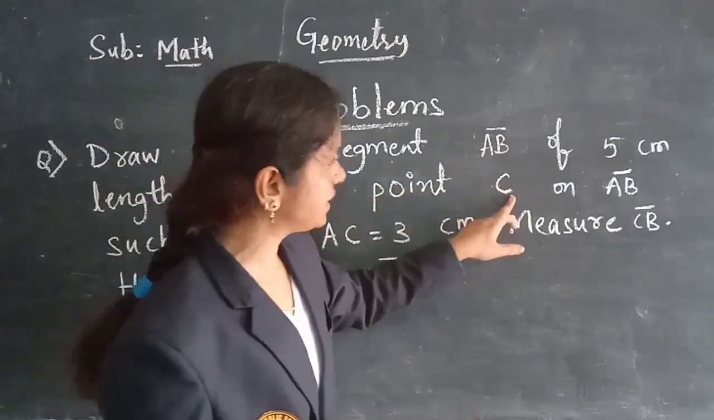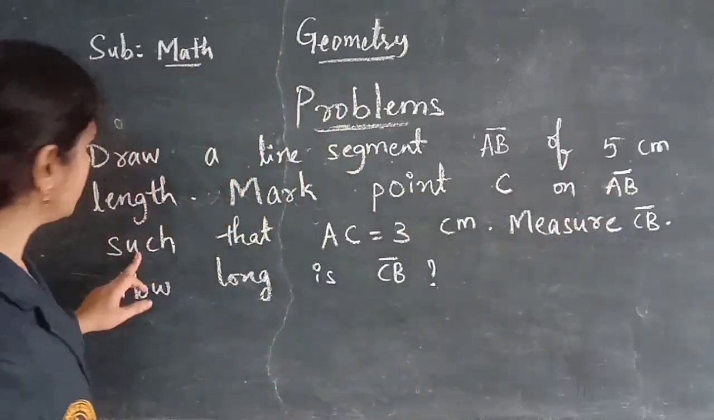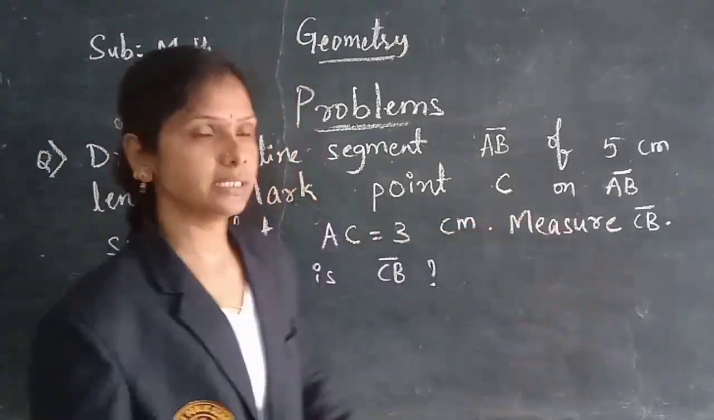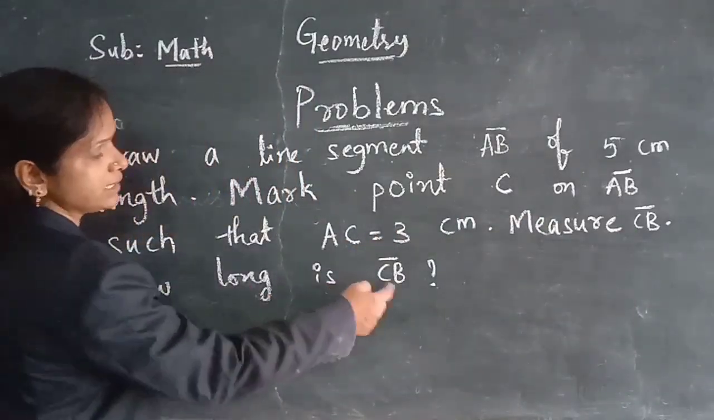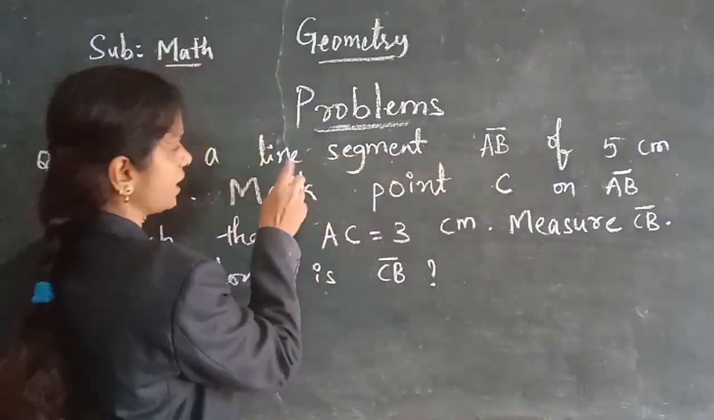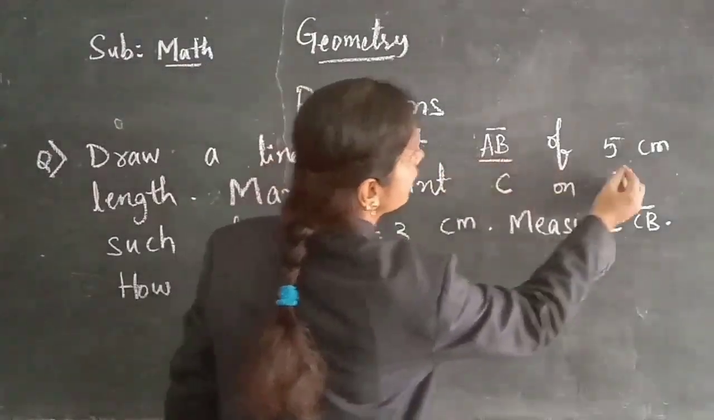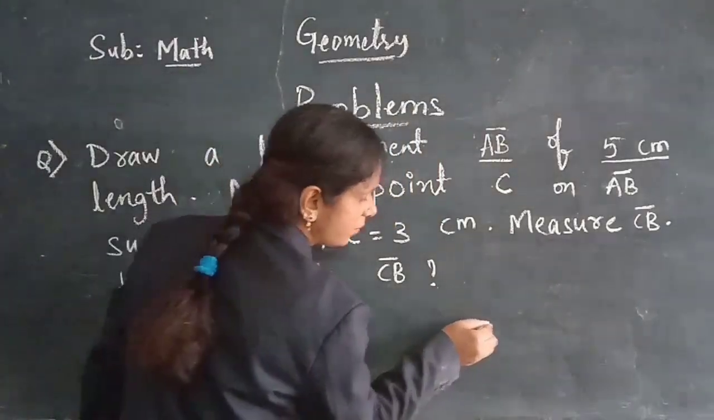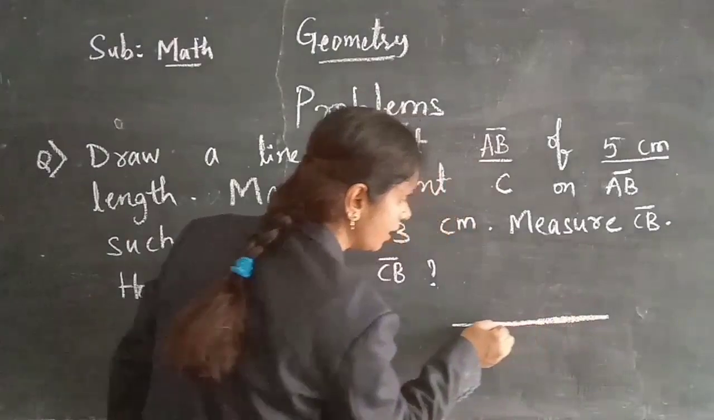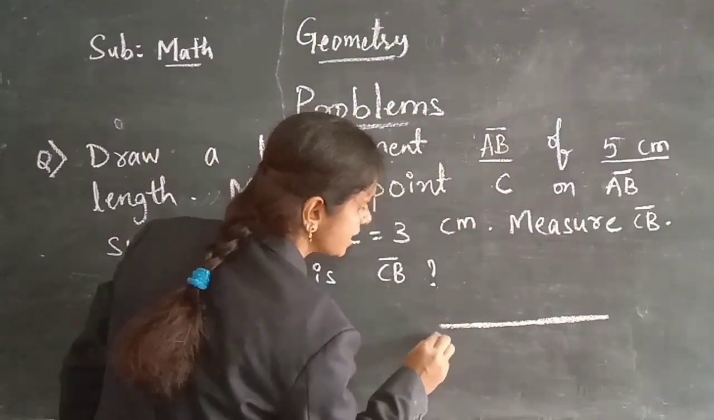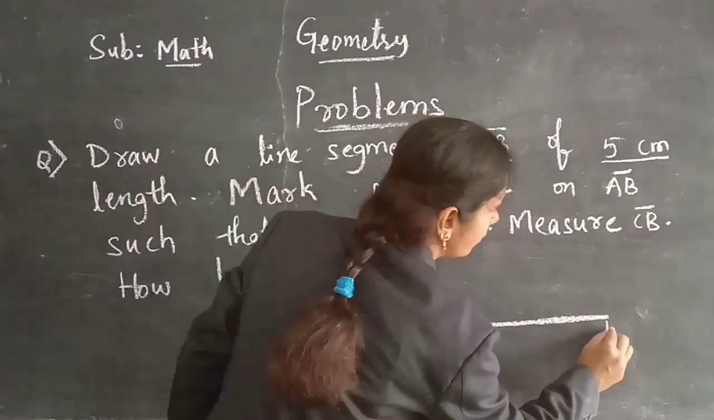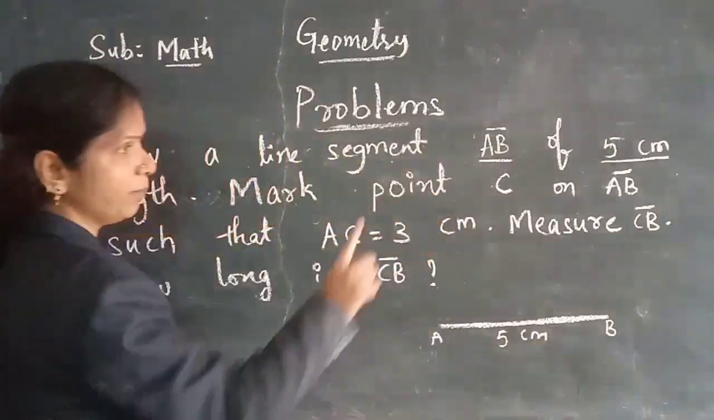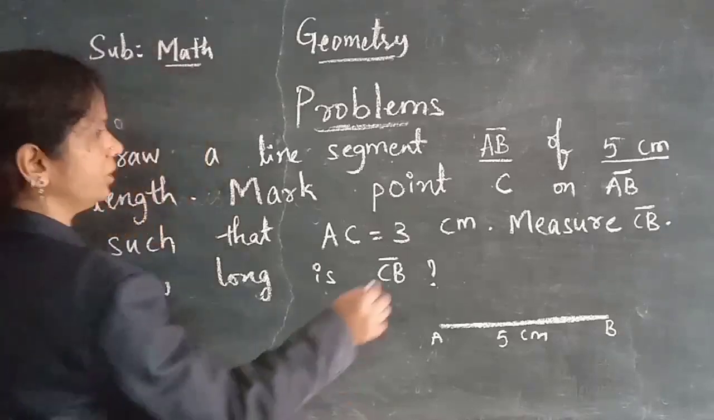Children, here, draw a line segment AB of 5 centimeters length. Mark point C on AB such that AC is equal to 3 centimeters. Measure CB and say how long CB is. Now you see here, first what they have given is a line segment AB of 5 centimeters length. So here I am taking a line segment AB. Exact length I am not taking here, children. AB length is 5 centimeters.